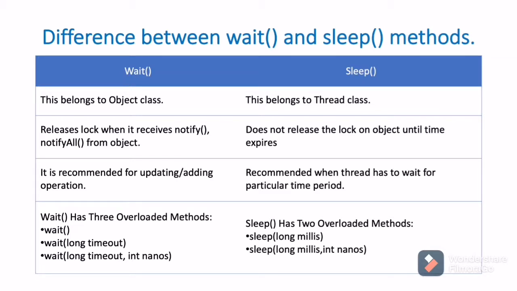Wait is recommended for updating or adding operations. Sleep is recommended when a thread has to wait for a particular time period. And wait has 3 overloaded methods: wait(), wait(long timeout), then wait(long timeout, int nanos). Sleep has 2 overloaded methods: sleep(long millis) and sleep(long millis, int nanos).